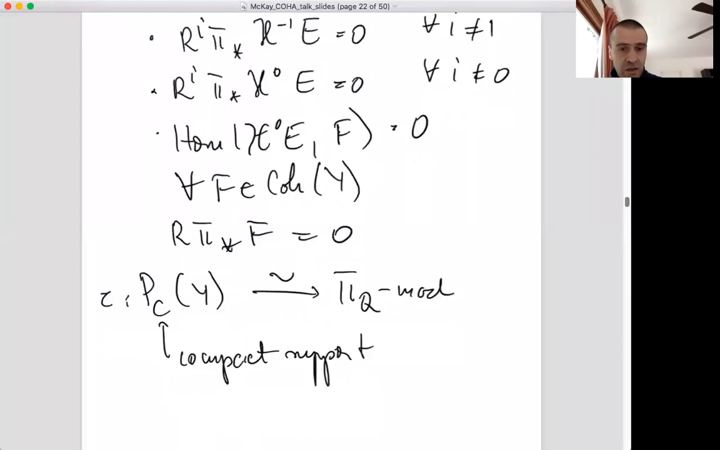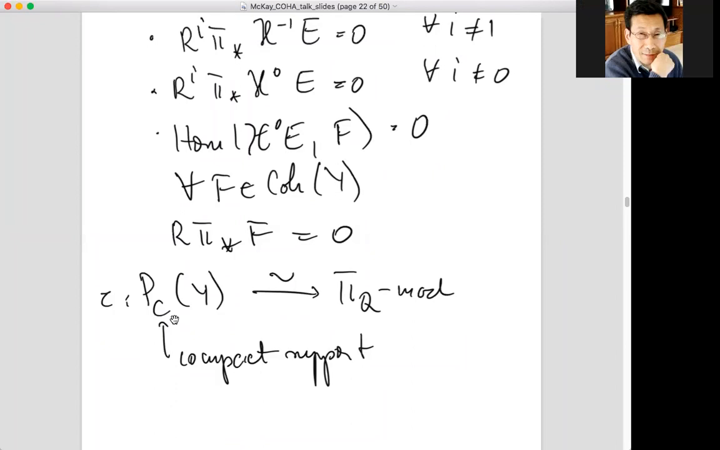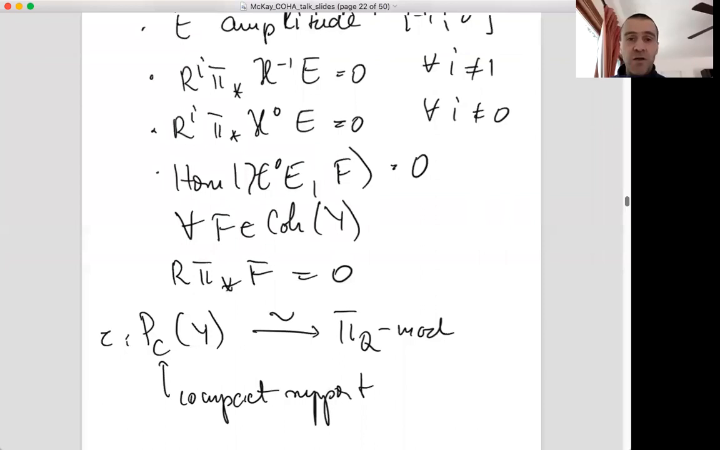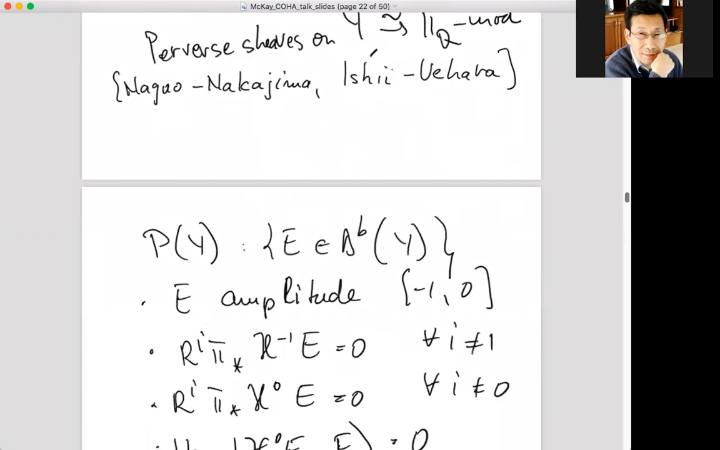And if you also enforce a compact support condition. You said the perverse sheaves, these are all coherent perverse sheaves, right? I always mean coherent. For me, all sheaves are coherent in this talk. I'm not talking about constructible sheaves at all. Okay, thank you. Yeah, so all sheaves are for me coherent. I apologize.